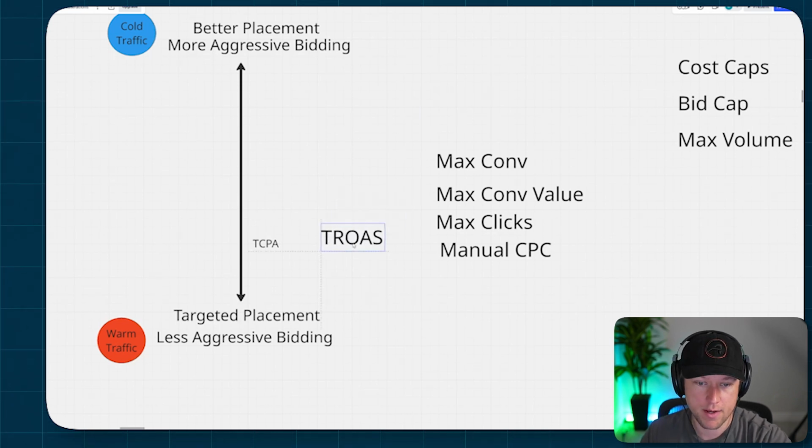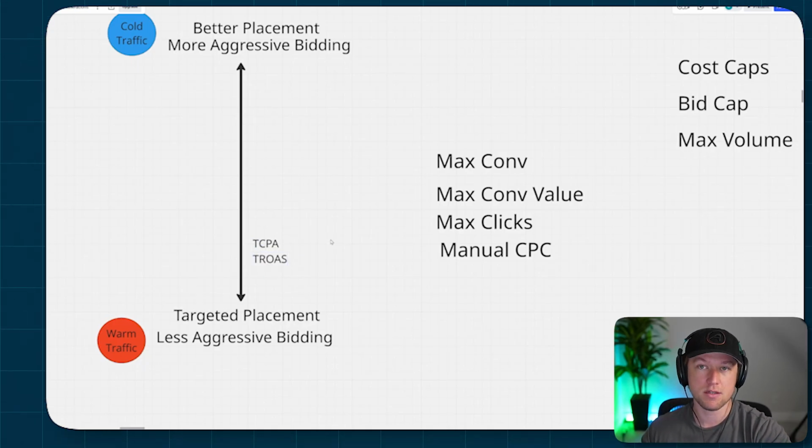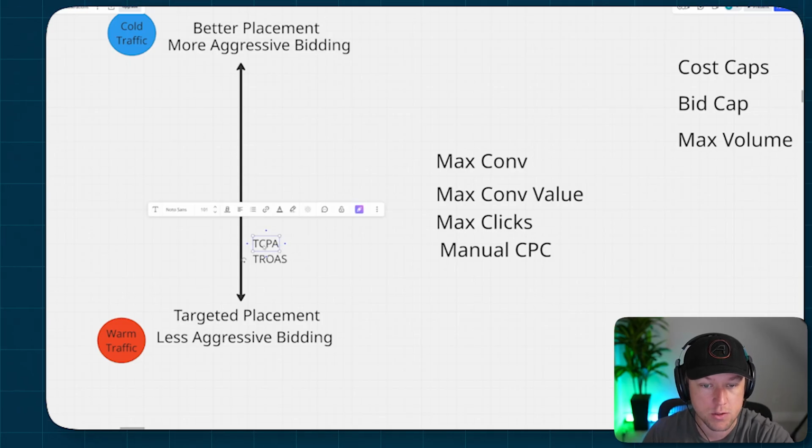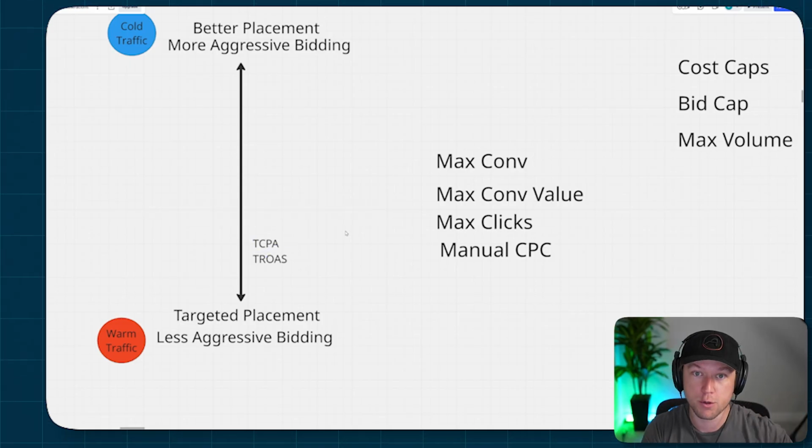I would put T-ROAS a little bit further down than TCPA. The reason why I would put T-ROAS a little bit further down is because T-ROAS is optimizing both for the conversion and the conversion value. So what that means is that you are setting two restrictions, not one. TCPA is just one restriction. I don't care what the value is. I'm just going after conversions. T-ROAS, I care about conversions and I care about the value. So it's two layers of restrictions on top of that.